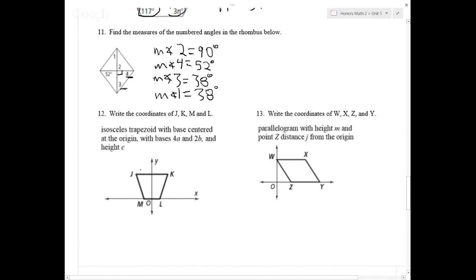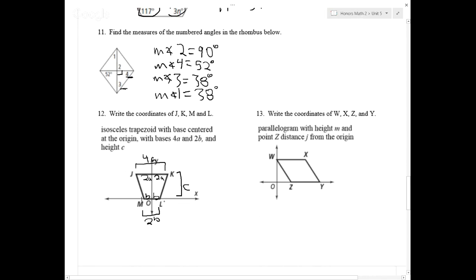Here we need to find our coordinates. So we have an isosceles trapezoid with a base centered at the origin, bases of 4a and 2b, height of c. So if the height is c here, and our bases are 4a and 2b, I know from O to L it's b. O to M is b. The y-axis to J is 2a, and the y-axis to K is 2a. So when I find these coordinates, I'm just going to follow those directions. Now, they're not values, they're just letters, but I can still do this.